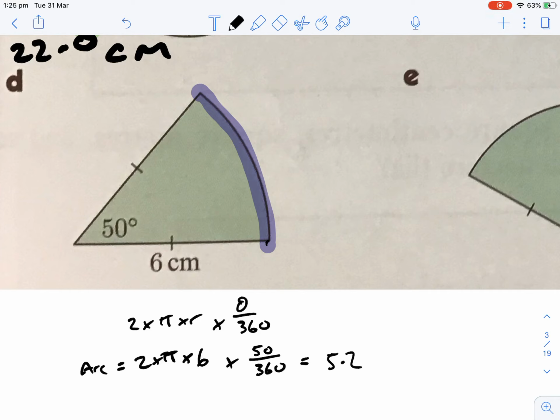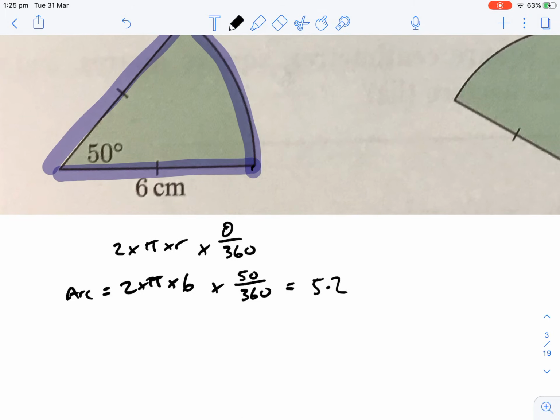And then you need to remember to add on the 2 straight lines, which is the radius across the bottom and the radius across the top. So we're then adding for the full perimeter of the shape. So my perimeter would be the arc of 5.2 plus my 2 radius lengths of 6 and 6 again. So altogether we would have a perimeter of 17.2 centimetres.